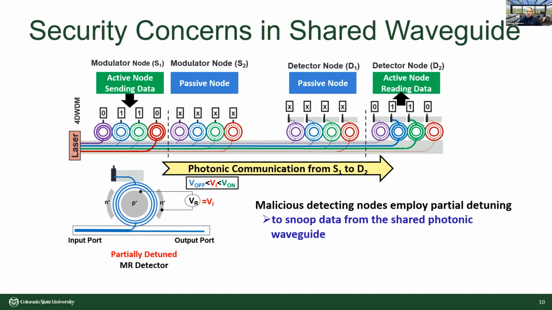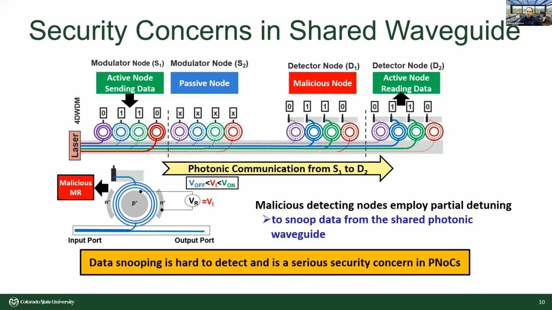Unfortunately, if we support this, we create some problems. And the problems are that this partial detuning approach can be used by malicious nodes. For example, the one that I've shown here, this malicious node could snoop some information from wavelengths that it's not supposed to, perhaps because of hardware trojans embedded into its interface. And this can create data confidentiality concerns. We may have snooping concerns, and this is a serious concern in photonic NOCs.